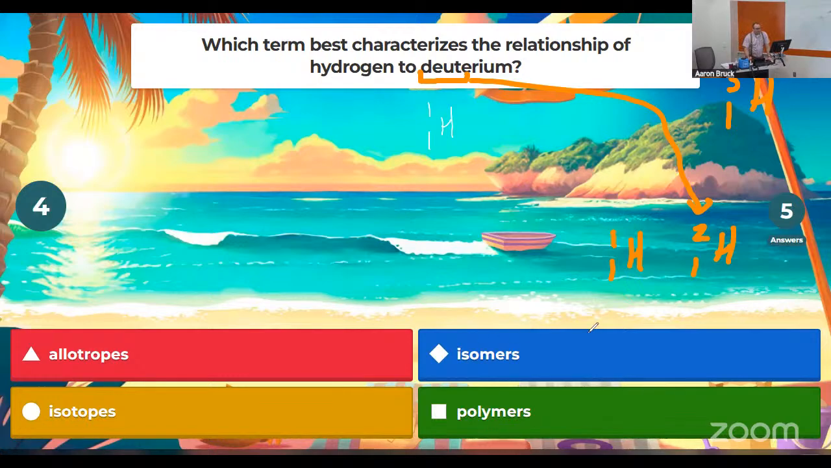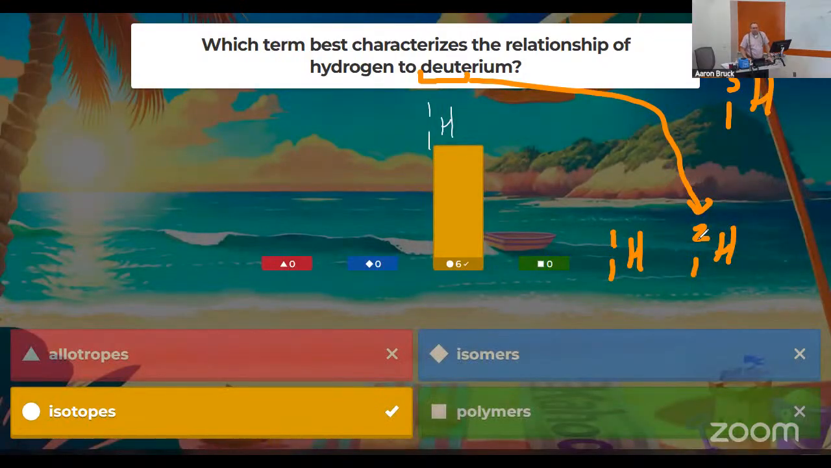Now, knowing what these are, you can come up with the fact that you recognize that those are all isotopes. They're all the same element, they just have different mass numbers. So this is more of a question of, do you know what deuterium is more than anything else?